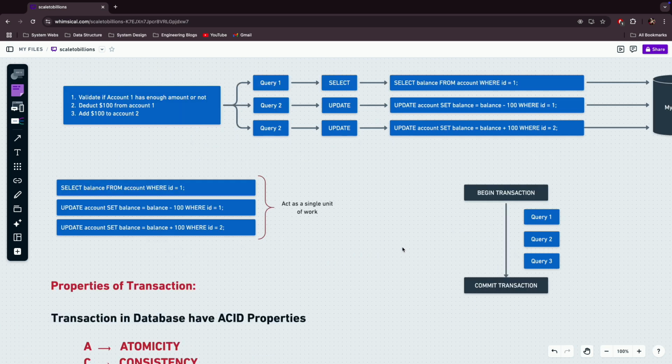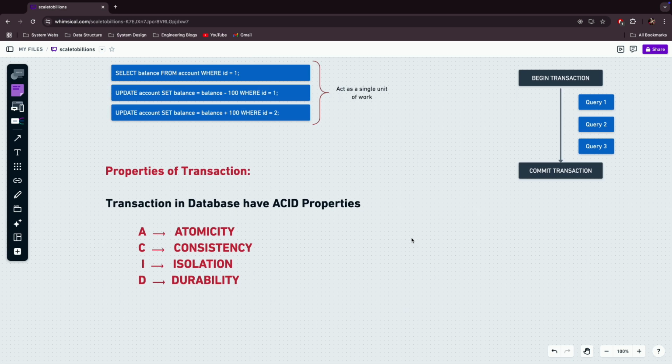Now these are the things that we have already discussed in really depth in previous video. I would not focus more on what exactly is transaction because we have spent enough time in previous video. Let's dive deep into properties of transaction. So let's start with the properties of transaction.